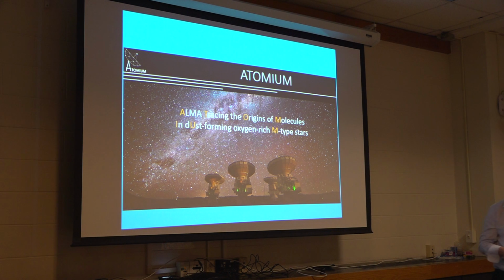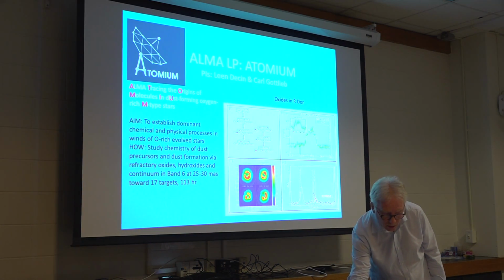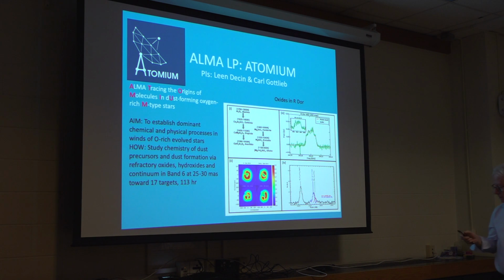And I just want to finish by saying a few words about a program called ATOMIUM that Carl Gottlieb and I are involved in. So this is a large ALMA project which is trying to understand the origins of dust and molecules in oxygen-rich stars. So we're looking at very high resolution at a number of oxygen-rich stars. And our aim here is really to try and understand the precursors of dust, where they are, and if it can tell us anything about the dust formation process.